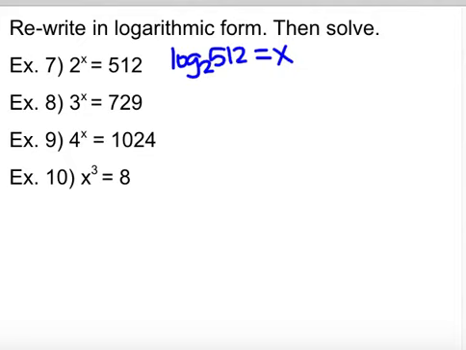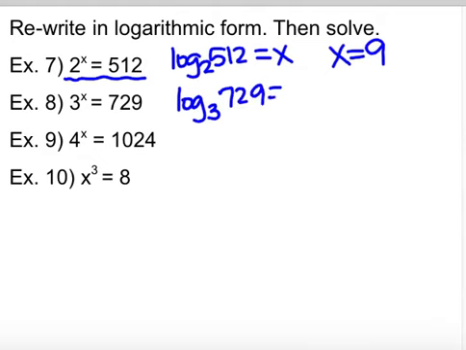So the directions here do say then solve. Honestly, we would solve from the original format of the problem. So you'd go back to your pink sheet and find base 2. And we're looking for 512, and we know the answer then is 9. Okay? So one more time, how do we write this as a logarithm? We have 3 to the x equals 729. We're going to have log base 3 of 729 equals x.